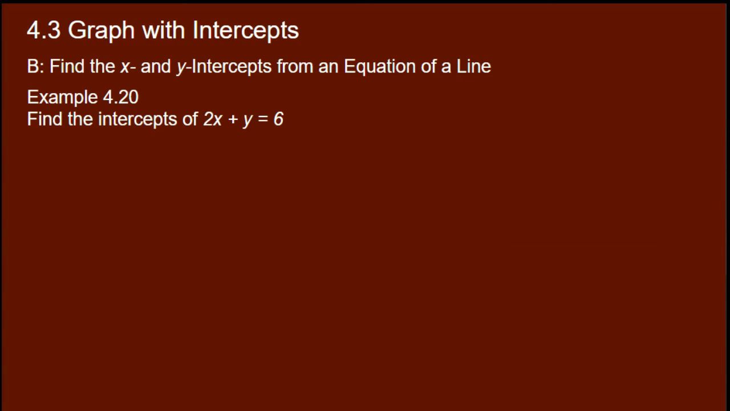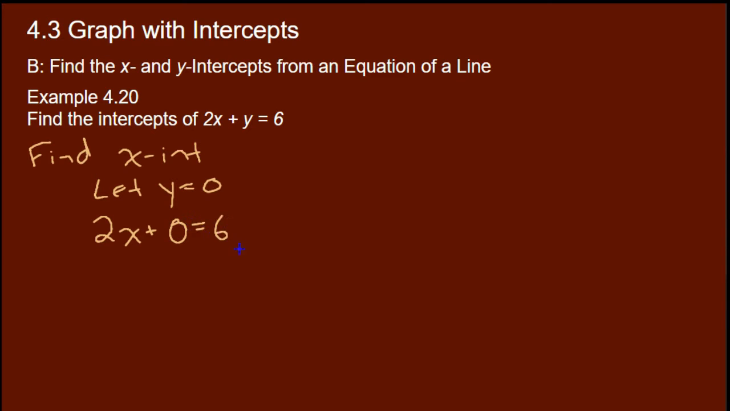So let's go ahead and try this. It says find the intercepts of 2x + y = 6. First, let's find the x-intercept. To find the x-intercept, we're going to let y equal 0. So we're going to rewrite the equation with y equals 0: 2x + 0 = 6. Now we're going to solve for x. So we can get rid of the 0. 2x = 6. Divide both sides by 2 to get rid of the 2. x = 3.